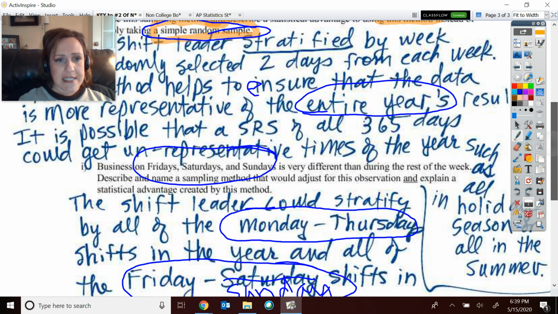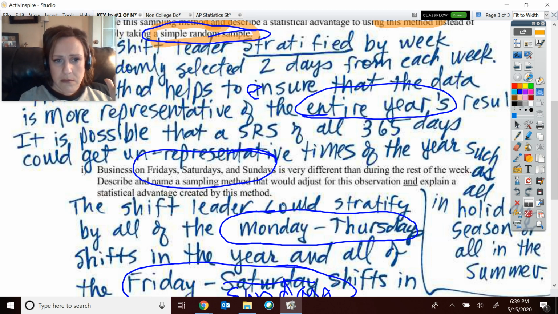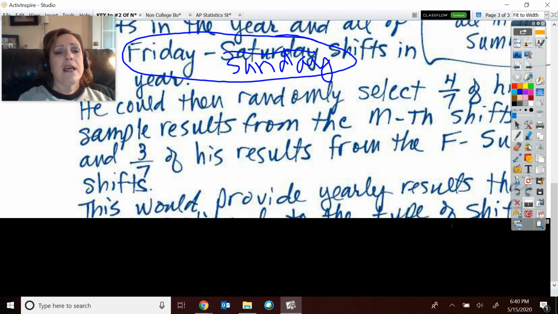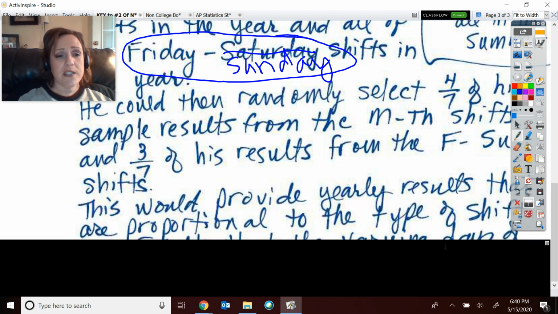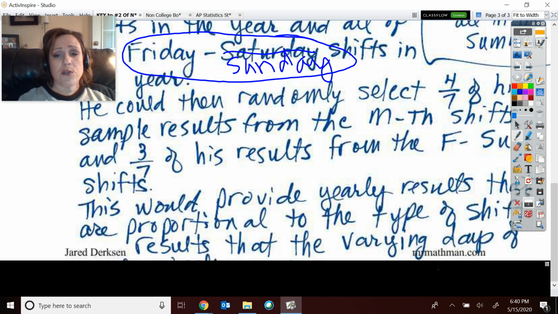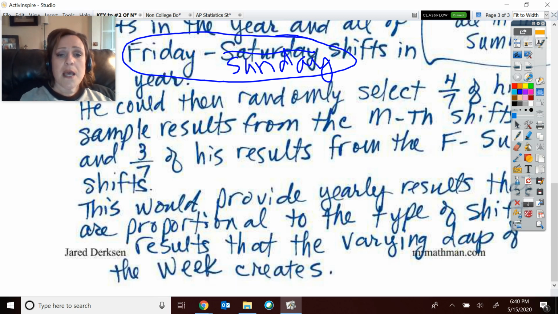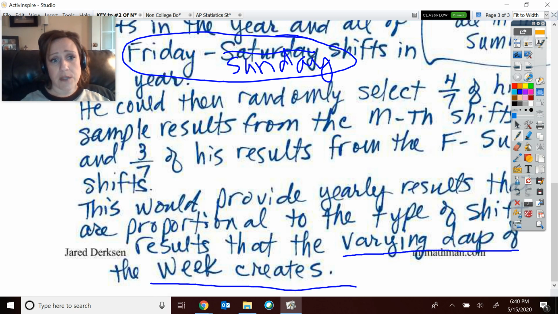Okay, so let's see if I did everything. I described the sampling method. I said stratify it by those ways to adjust for that observation, and explain now what statistical advantage is created by this model. So let's see if I did that. So here it is. This would provide yearly results that are proportional to all of those types of shifts that result from the varying days the weeks create. Okay, so this is that explaining why did you do that. It makes it proportional to those 2 types of orders that you need to control that vary. All right, I think that might have been the last one on that.